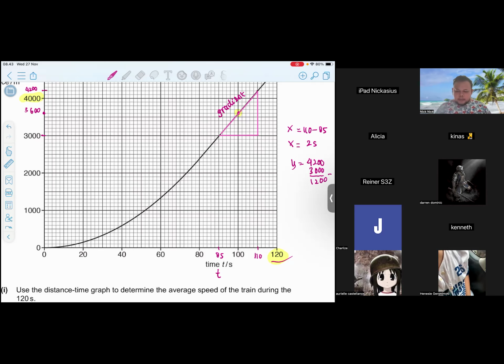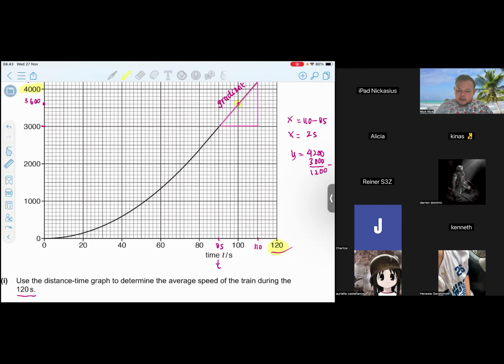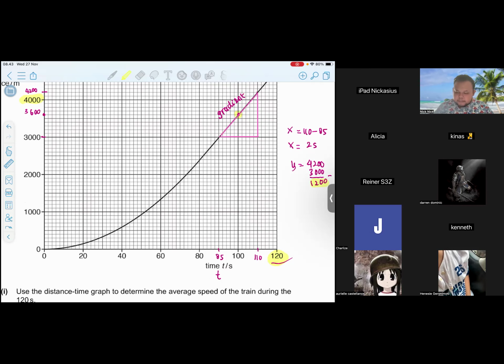Okay, we get the value of y. Yeah, the gradient is y per x. The gradient is, we have to find the y. This is the x. Sorry, guys. Okay, so we get, nah, this is wrong.